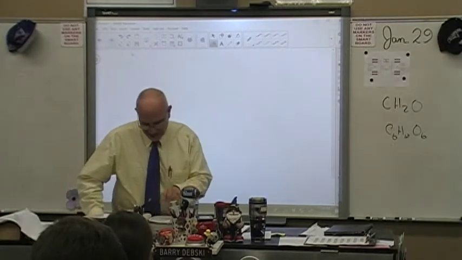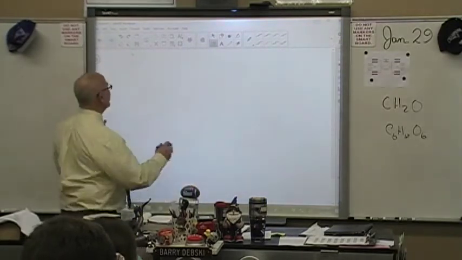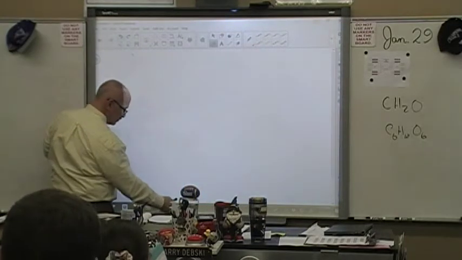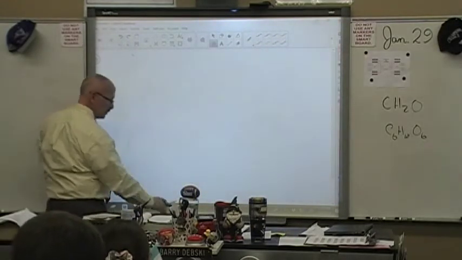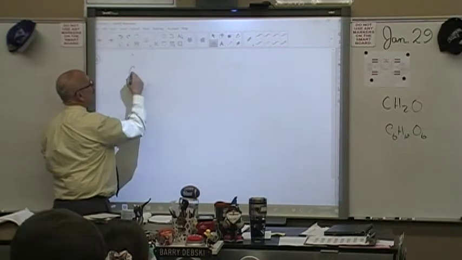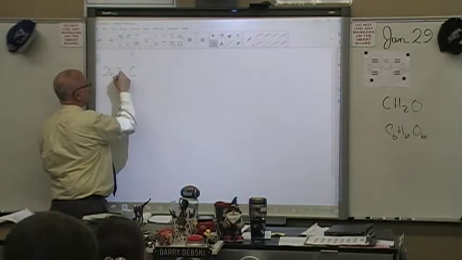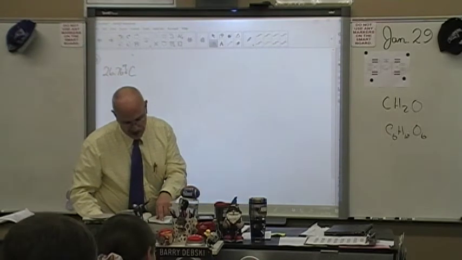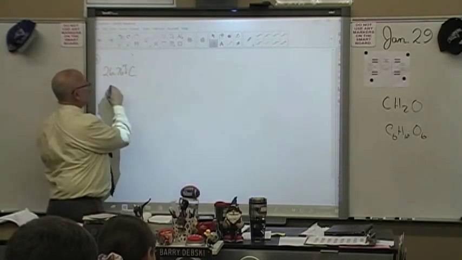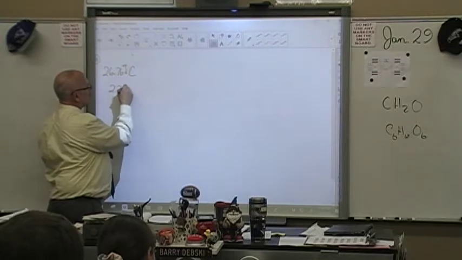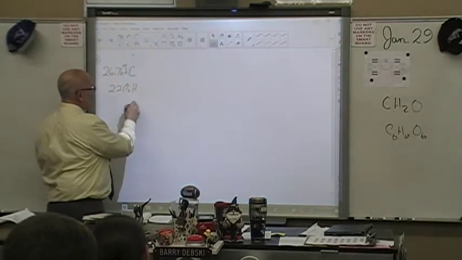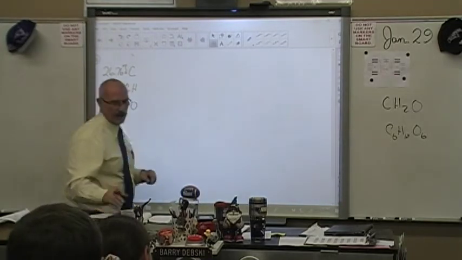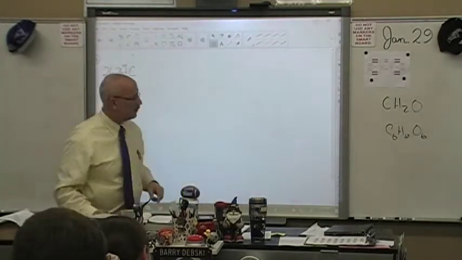Carbon, hydrogen, oxygen. Oh no, again? The one right above 29. Let's go back. Carbon, 26.76%, I think. Where's it at? Yeah, wow, amazing. 2.21 on the hydrogen. And the oxygen, we got 71. What? No, it can't be. Yeah, it is. 71.17%.